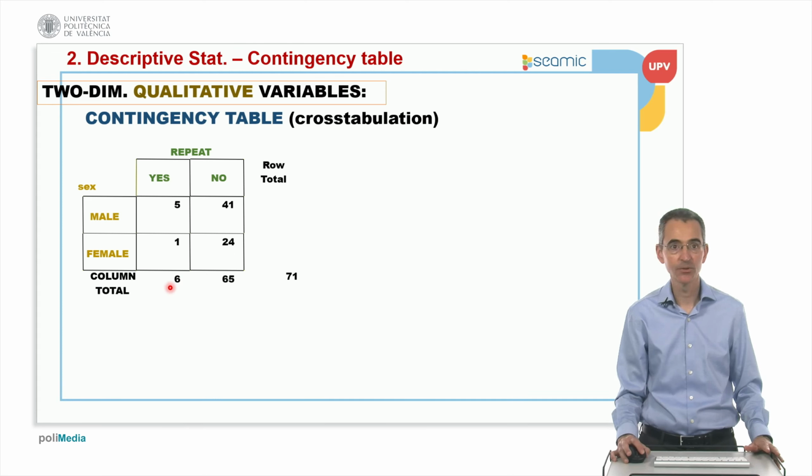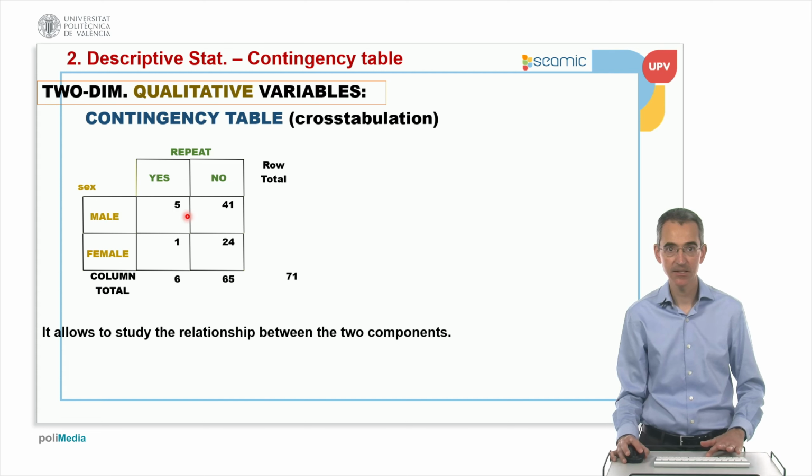So for example, in total I have 6 students who repeated, I have 65 students who did not repeat, and then the students according to sex can be men or women, male or female. Okay, so this is the information summarized in this table. It allows us to study the relationship between the two components. Then here I can provide percentages.